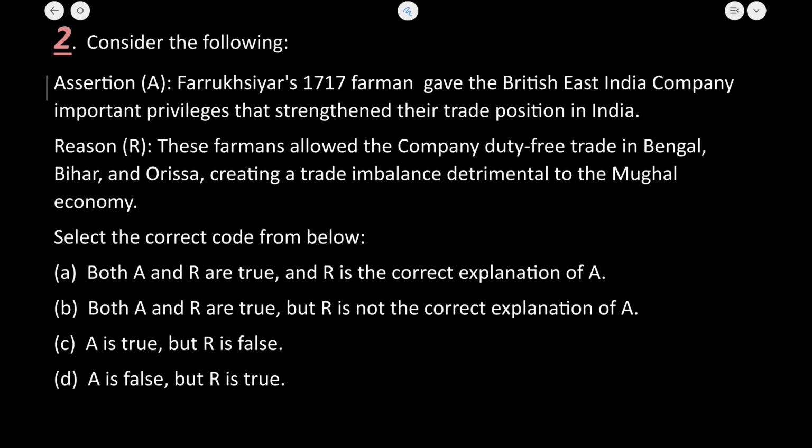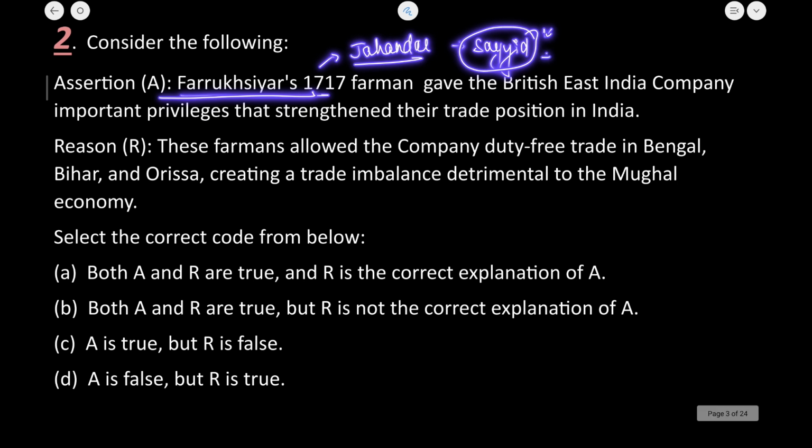Now, if I talk about Farrukhsiyar, he was a famous ruler. Why was he famous? Because he killed Jahandar Shah. Farrukhsiyar killed Jahandar Shah with the help of the Sayyid brothers. Now you need to know about the two brothers who were also known as the kingmakers during the medieval era.